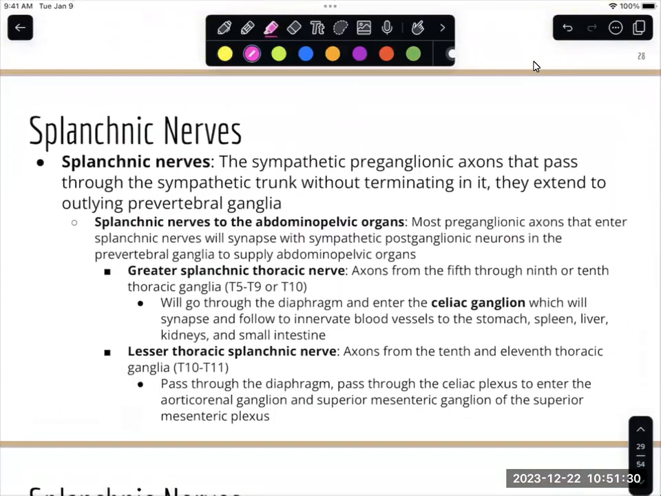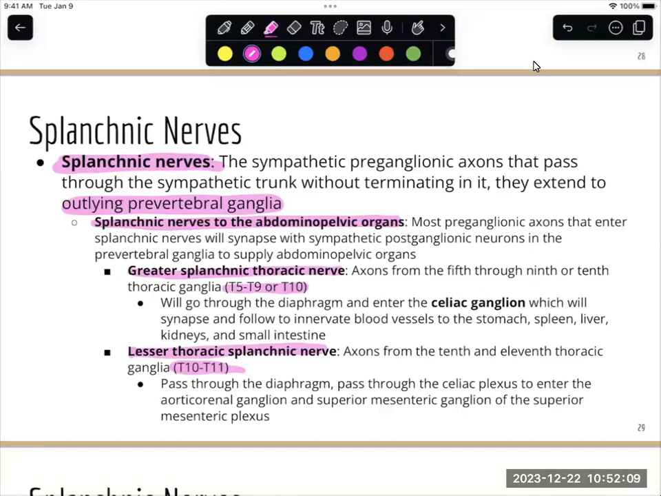Splanchnic nerves. That's a fun word to say, splanchnic. Well, these splanchnic nerves, they tend to go through that sympathetic trunk without terminating, without synapsing, connecting to another neuron. They're going to go to paravertebral ganglia, these splanchnic nerves specifically. So we have splanchnic nerves to the abdominal pelvic area. We have the greater splanchnic nerve, which is T5 to T9 or T10. We have a lesser splanchnic nerve, which is around T10, T11.